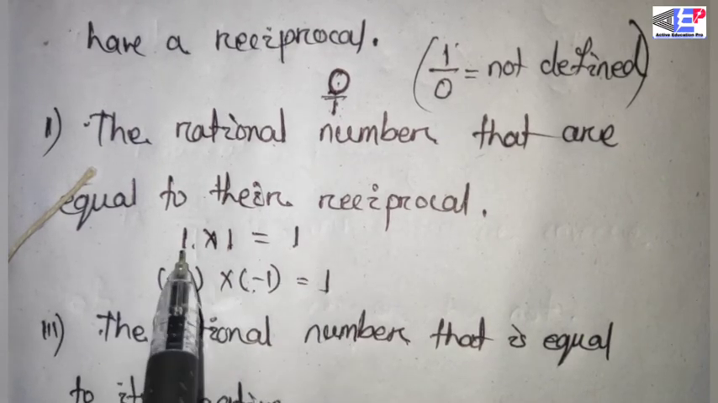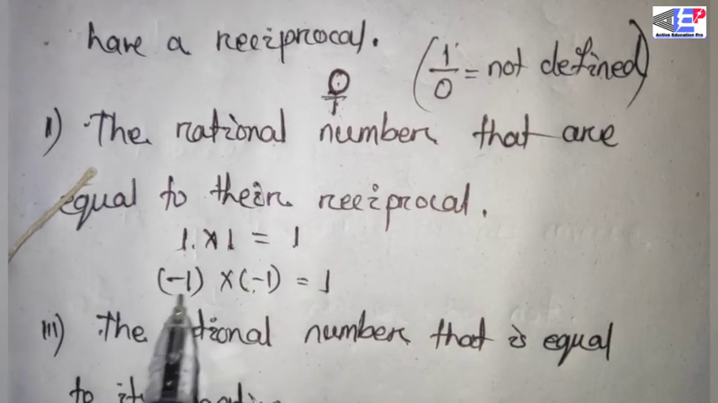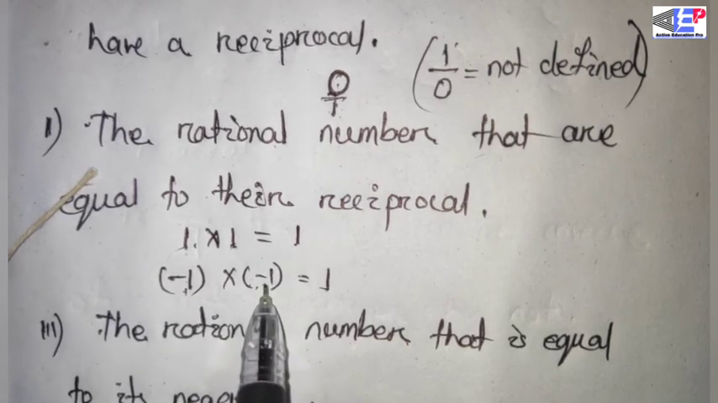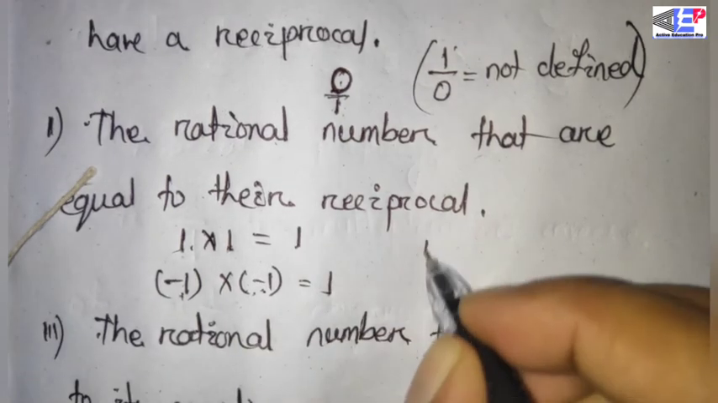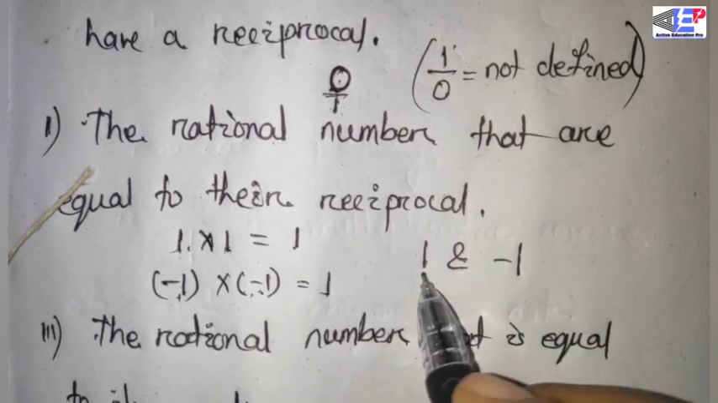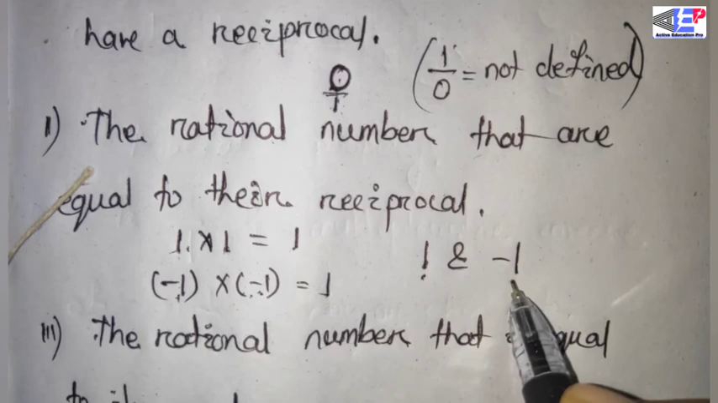So in this case, 1 is the multiplicative inverse of 1, the same number. Next case, minus 1 is the multiplicative inverse, meaning reciprocal, of minus 1. So 1 and minus 1 are the rational numbers which are equal to their reciprocal. 1 is its own reciprocal and minus 1 is its own reciprocal.